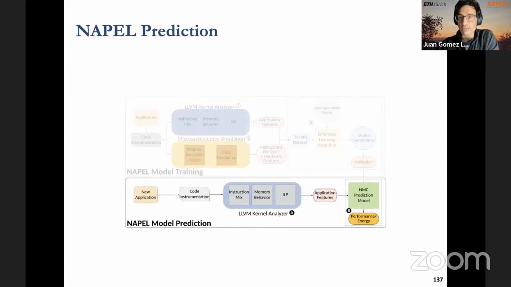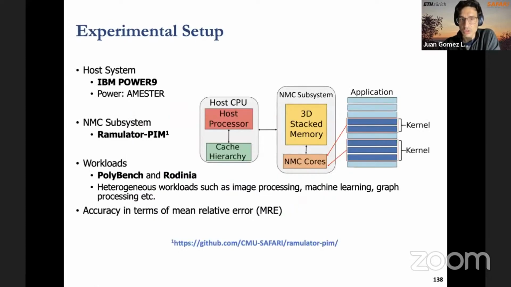And once the ensemble learning algorithm is trained, the only thing that we have to do in the prediction is to apply the LLVM kernel analysis to obtain instruction mix, memory behavior, ILP, and these application features from our new application, feed them into the prediction model, and directly obtain performance and energy estimates based on our model and the training that we did previously.